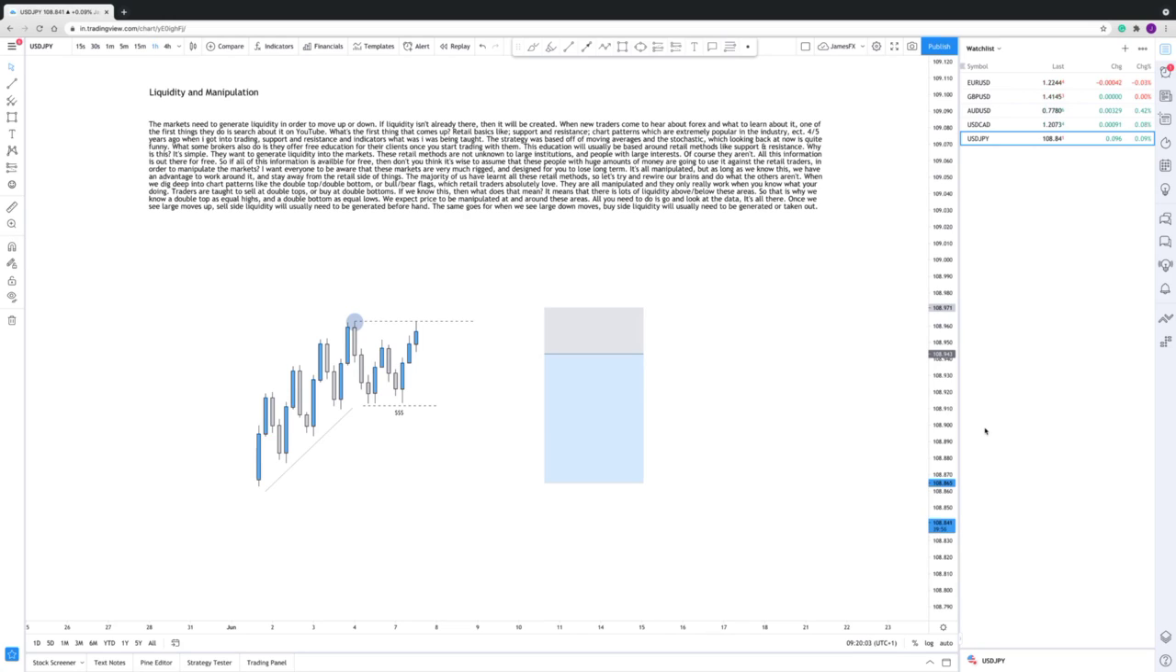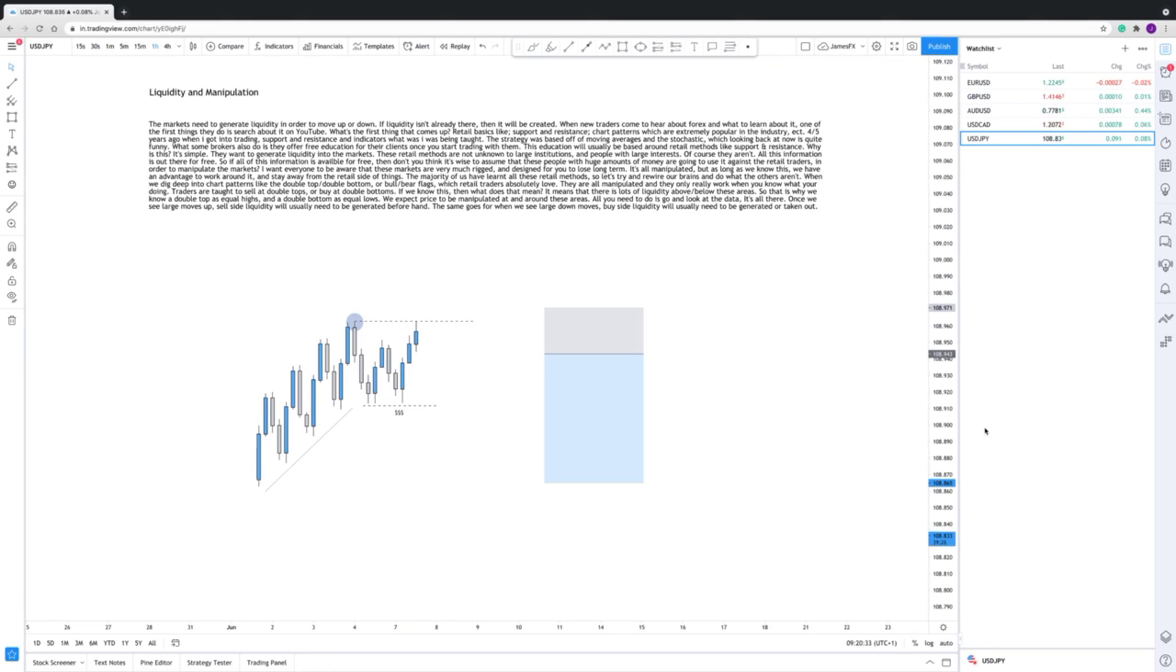So we're going to dive deep into liquidity and manipulation because it's really important to know, because if you can't see the liquidity, then it makes it really hard to actually be on the right side of the markets, because the markets are heavily manipulated and it is set up for you to lose. So you need to know exactly what liquidity is and how we can mark it out on a chart.